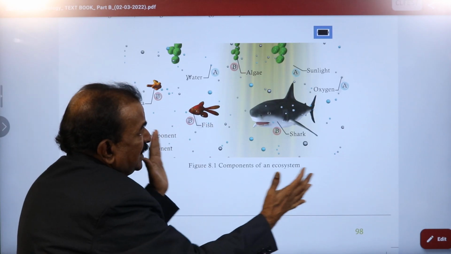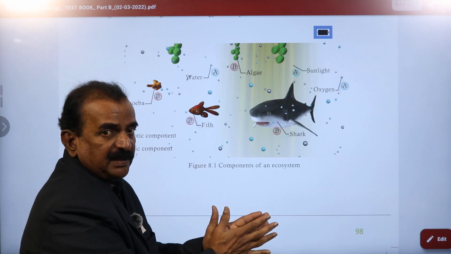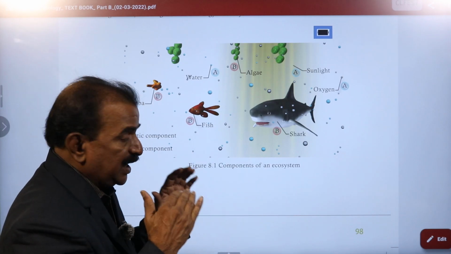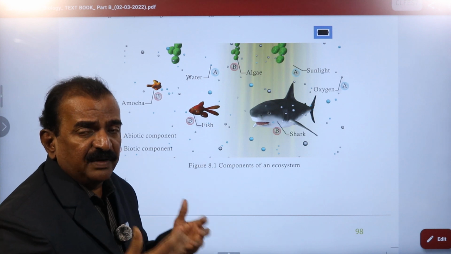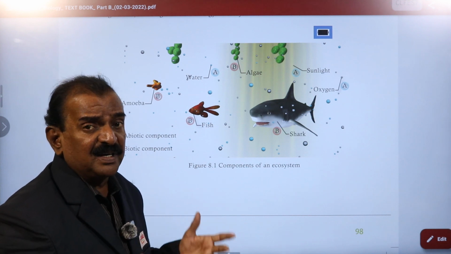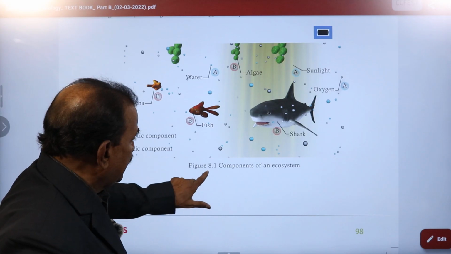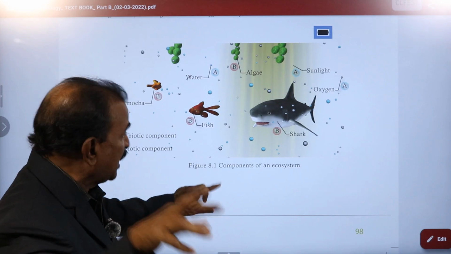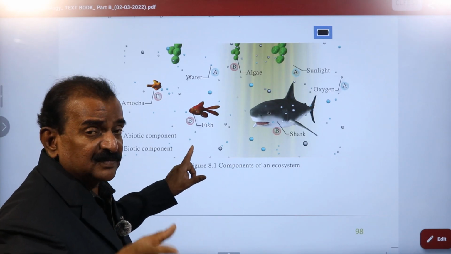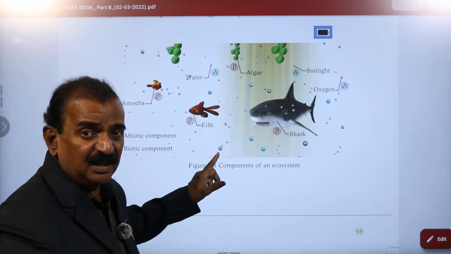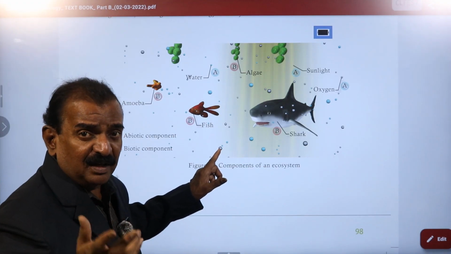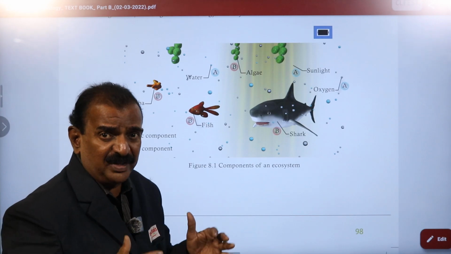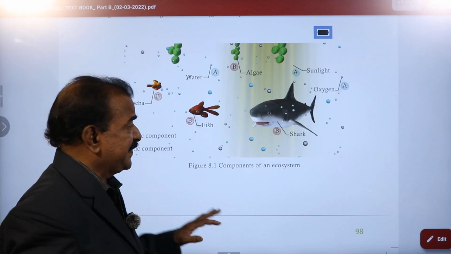So, there is an interrelation between biotic and abiotic factors, and this forms an ecosystem, and these ecosystems give food to different types of animals. In figure number 8.1, you see the components of an ecosystem. The components of an ecosystem are two. They are abiotic factors like water, sunlight, soil, wind, oxygen, carbon dioxide, and biotic forms are life forms which exist in different types of ecosystems.